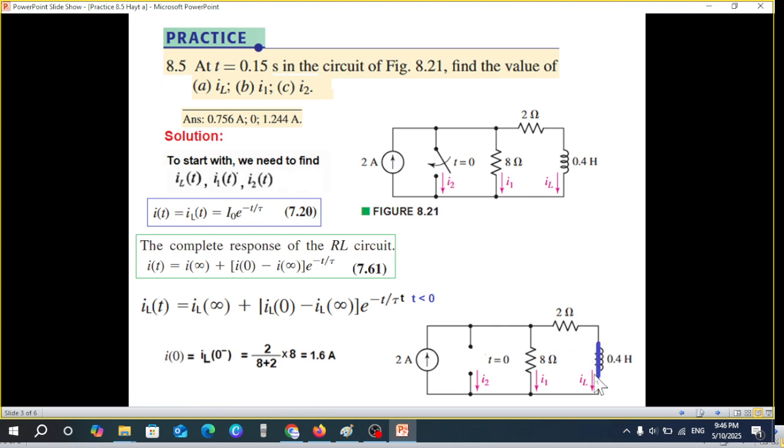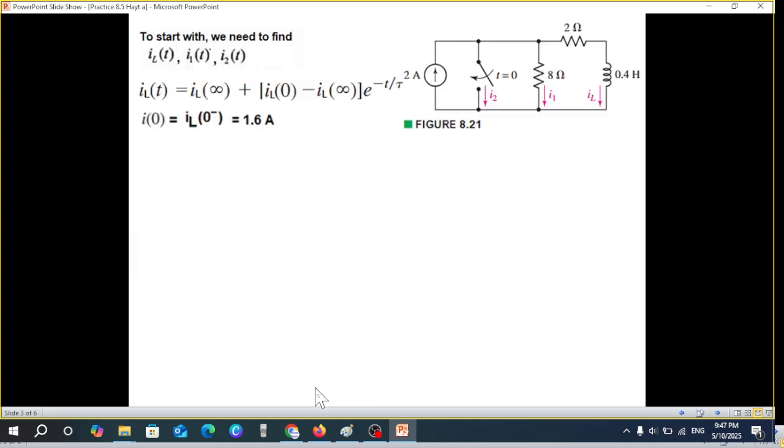Now this current will be how much? This is the source. And this current is going through these two paths, no current flowing here. So we can use the current division rule, or CDR. So total current divided by total resistance multiplied by the opposite arm. We want to find the current in this, so we'll multiply by the opposite arm. So I0 or IL0 is 1.6 ampere. We have found this. Now we need to find IL infinity, and one more element called tau.